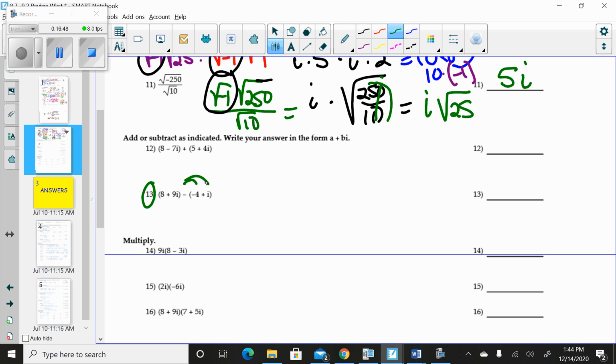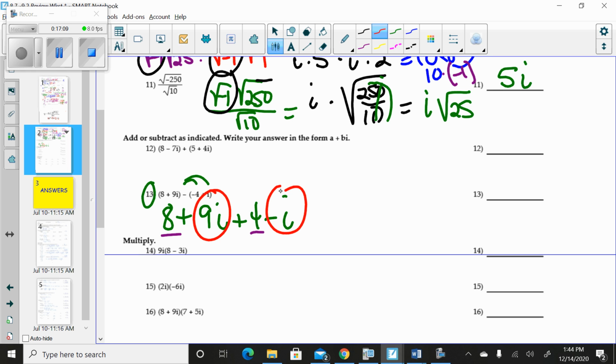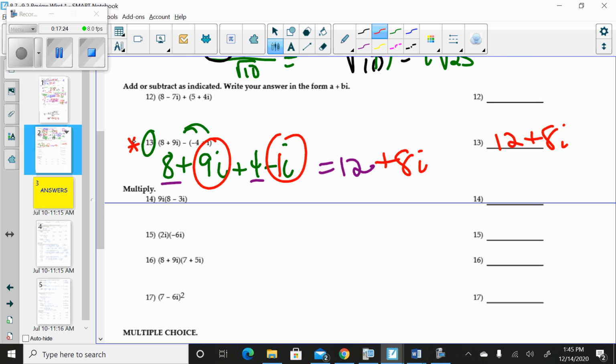When you're subtracting, remember that goes to everything in that second set of parentheses. So 8 plus 9i minus a negative would be plus a positive, so plus 4. And then minus i, that's the one that people are probably going to forget. Just be careful, it goes to both of those. Then you can put your like terms together, the reals with the reals, and imaginary with imaginary. So 8 plus 4, that would give us 12, right? And then we'd have 9 minus 1, so careful on that, plus 8i. So we're looking for putting together real and imaginary parts, either adding or subtracting. It's just careful on the subtraction for that distributing.